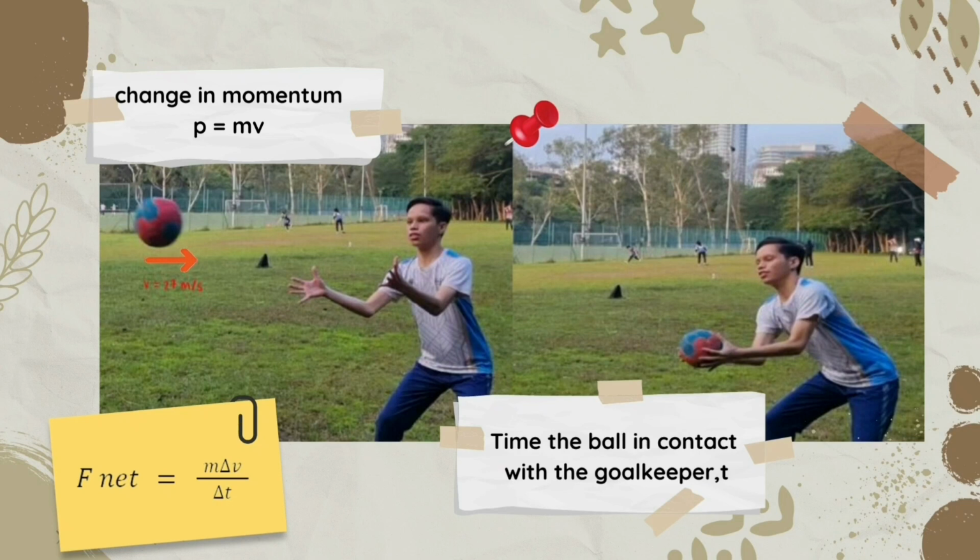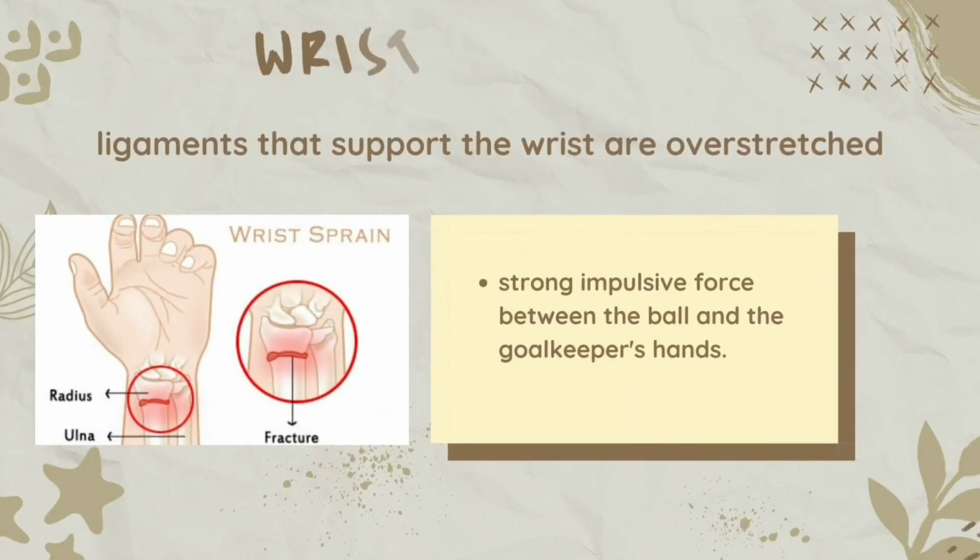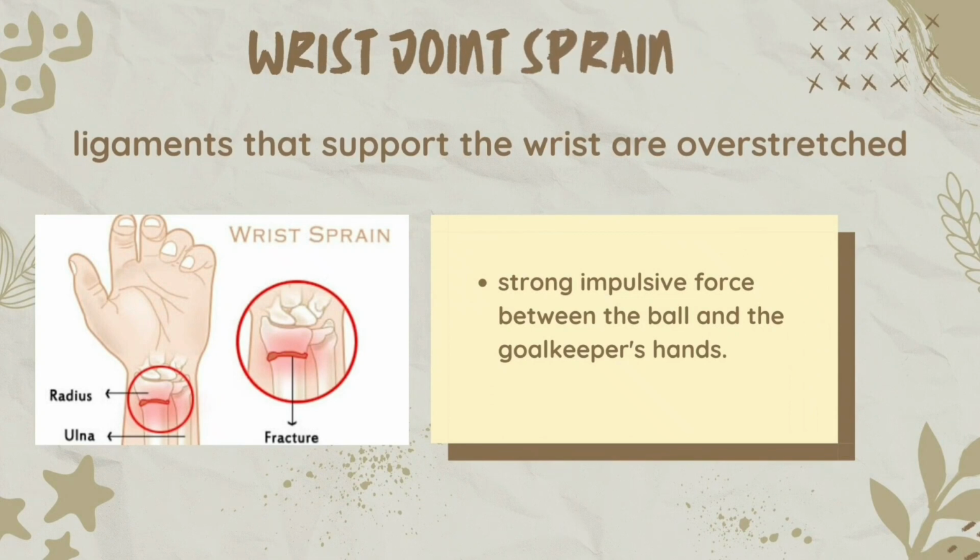The impulsive force can be calculated using the formula F net equals mv over t, where F net is the impulsive force, m is the mass of the ball, v is the velocity of the ball, and t is the duration the ball is in contact with the goalkeeper's hands. The massive amount of impulsive force might cause injuries to the goalkeeper, commonly wrist joint sprain. A wrist joint sprain is a condition where the ligaments that support the wrist are overstretched. It typically happens due to strong impulsive force between the ball and the goalkeeper's hand.